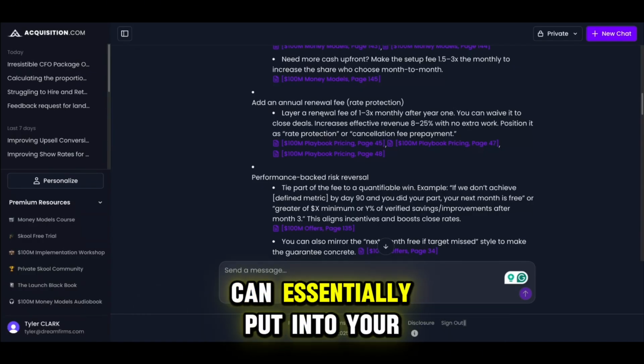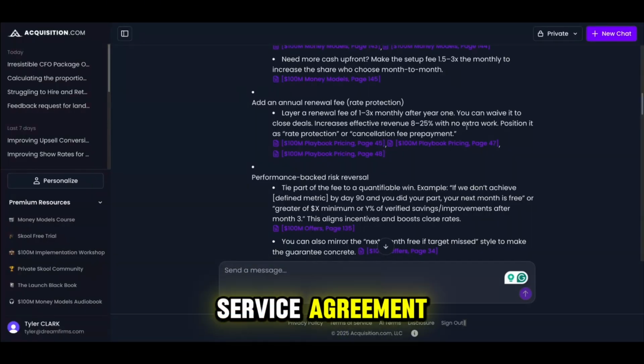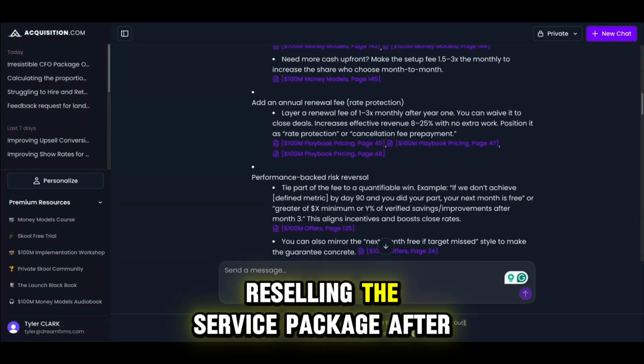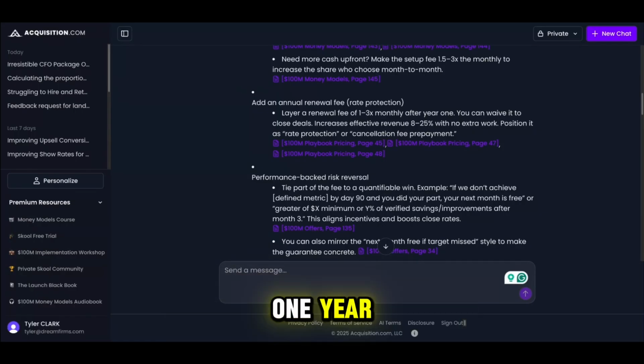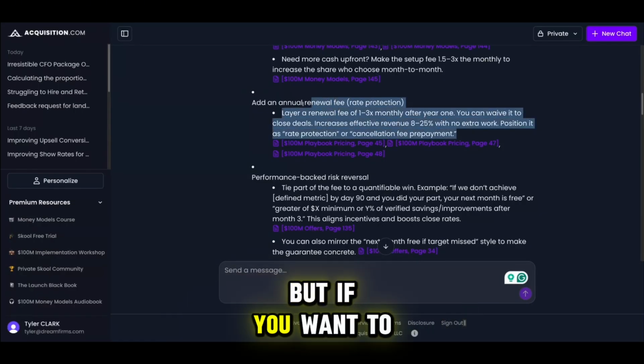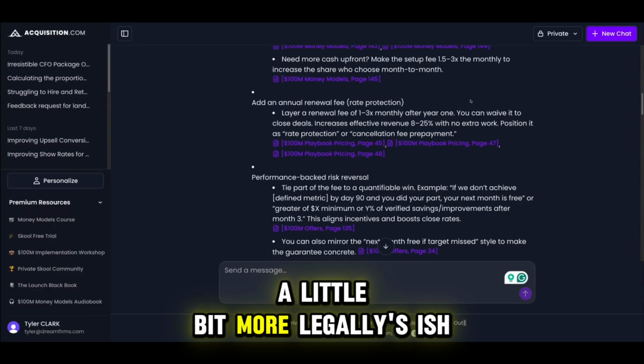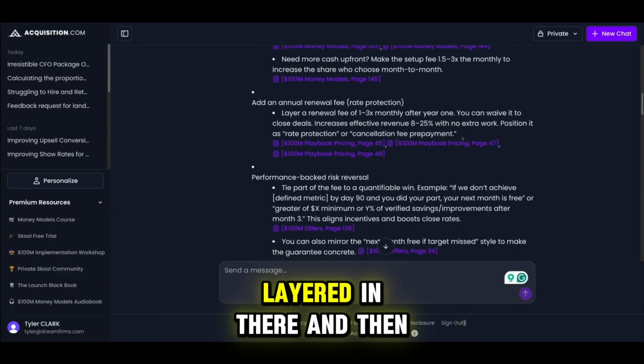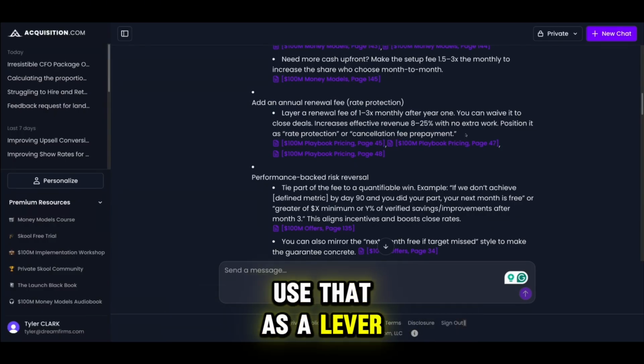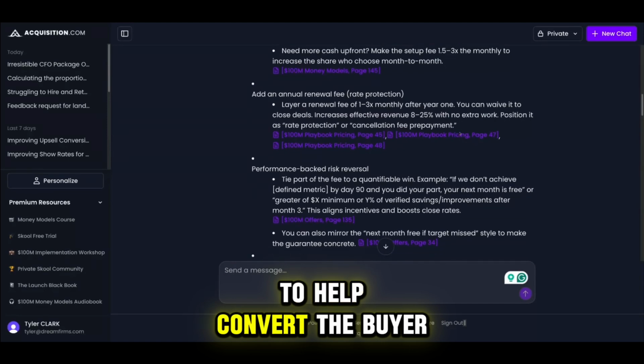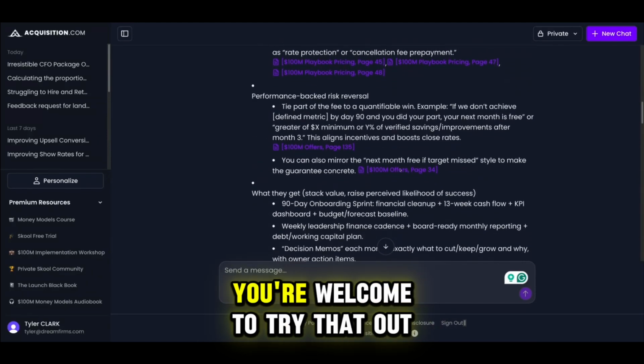This is just something you can essentially put into your service agreement. I'm a fan of just reselling the service package after 1 year. I don't think it's that hard to do, but if you want to go with something that's maybe a little bit more legalese-ish, layered in there, and then use that as a lever to help convert the buyer for another year of service, you're welcome to try that out.